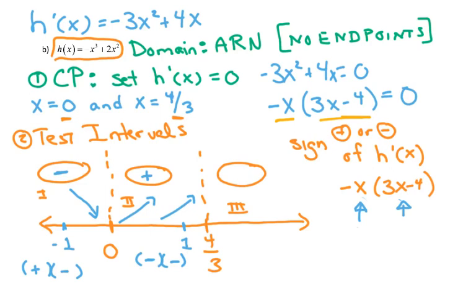Now, out here, let's test 2, perhaps. And again, plug it into that first factor, that would be negative. Plug it into the second factor, that would be 6 minus 4, that's positive. So overall, I am negative there, and my function is decreasing in this third interval. Now we're going to write this down on the next page.